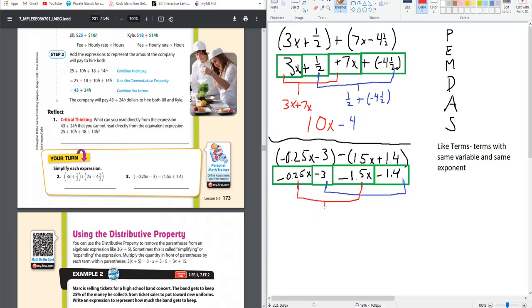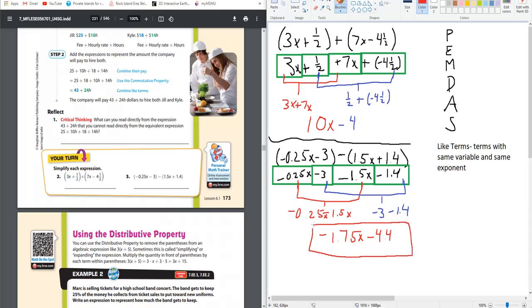Okay. So what do I got? I got negative 0.25 minus 1x minus 1.5x, negative 3 minus 1.4. Okay, so I put these together, I end up with negative 1.75x minus 4.4. And there we go.